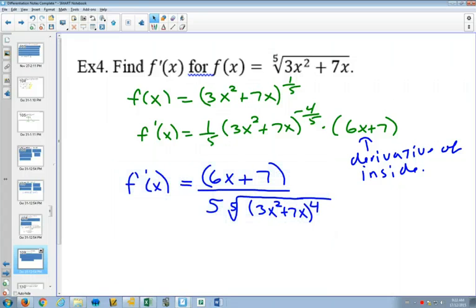If you wanted to write it with radicals in the end, that negative 4/5 would move to the bottom of your fraction. Then the 5th becomes a 5th root. So this could be written this way. But it would be fine to leave it as we see here in the final line in green.